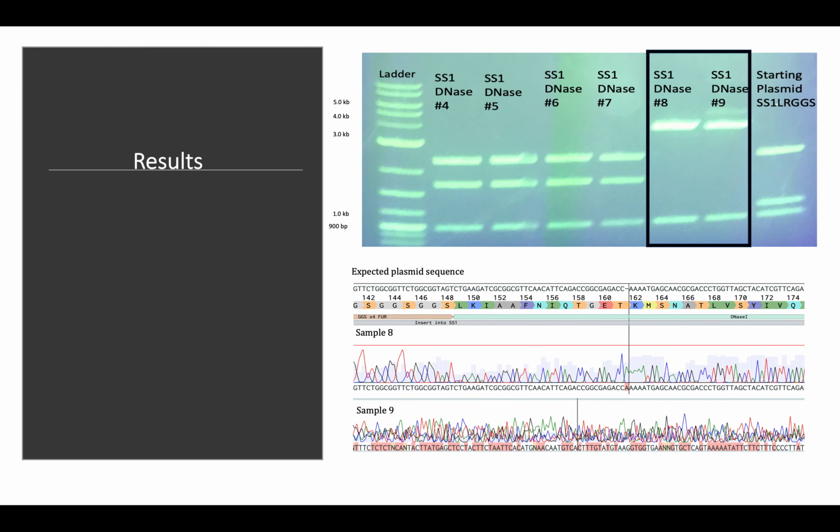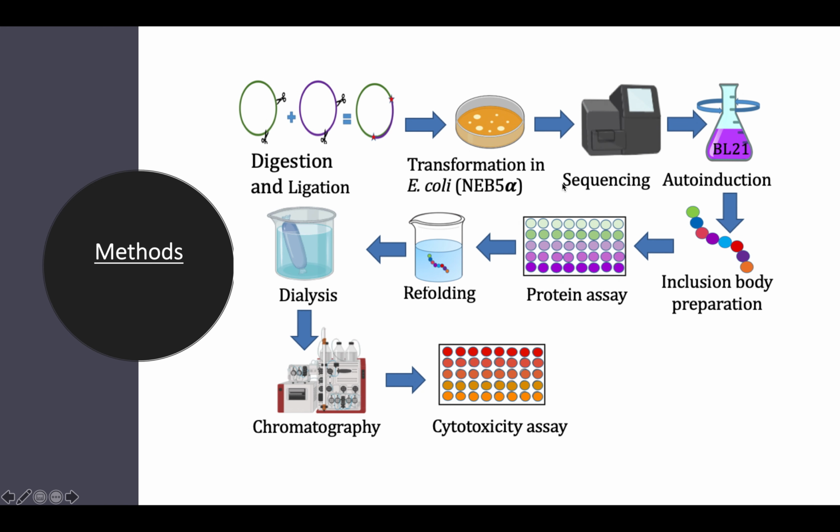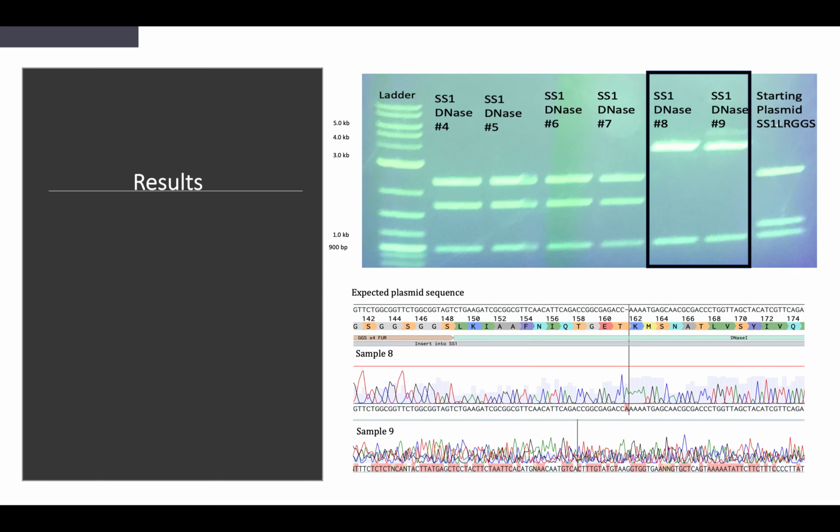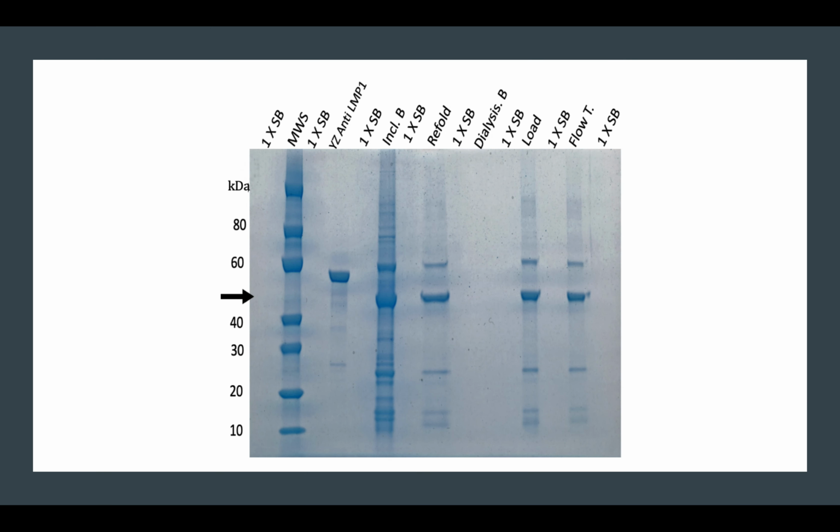Looking back at the methods, we start with an inclusion body preparation, continued protein assay, refolding, dialysis, and anion exchange chromatography. Here, the results show inclusion body prep, overexpression is visible. This means that our protein was there. Refolding conditions allowed for the protein to be visible, showing that the protein is still there.